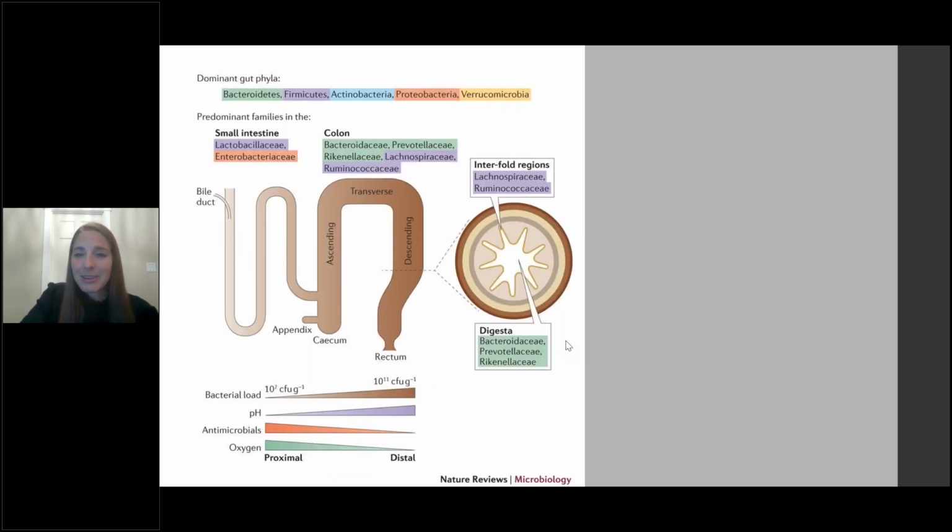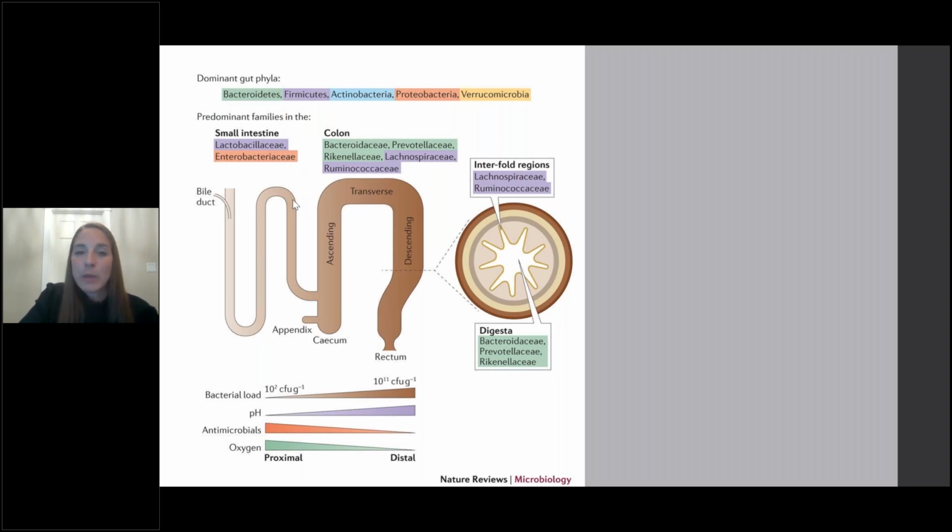All right, so I'm going to divert just a second here into talking a little bit about the gut microbiota. This is a very generic kind of drawing that was published in Nature Reviews, but I really like it. At the very top of this image, you can see all the dominant phyla that are present and all of the families of microbes that are present within those phyla. And then we can get even more detailed and talk about the species.